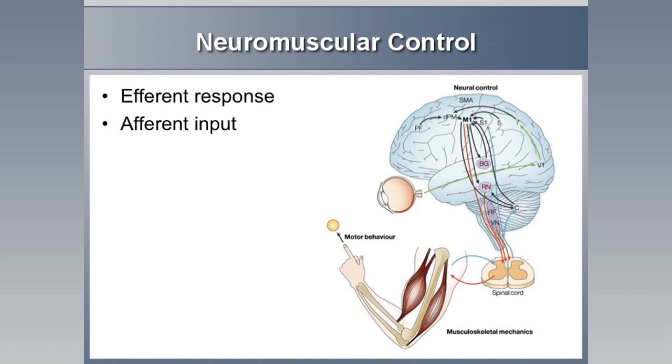So this could be as simple as something reflexive. You put your finger on a hot stove and jump right back. You don't even feel it yet because it goes through your spinal cord quickly in this quick little reflexive type motion. You don't even feel it, but you pull back. Reflex. That's neuromuscular control to an extent. It's your brain saying how to move your body.